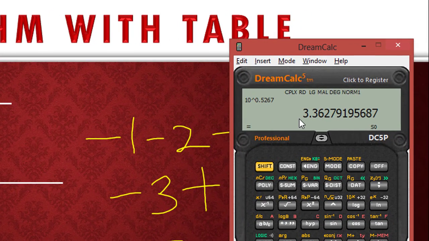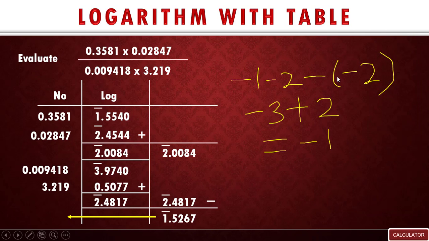Then we only need the 4 digits without this decimal. So we need 3362. So if you need to do any approximation to the last digit here, this 2 will become 3. That means we only need 3363. So we don't need this decimal. So that's the reason why I call it a workaround. We're only working around it. So the antilog we got there is 3363.